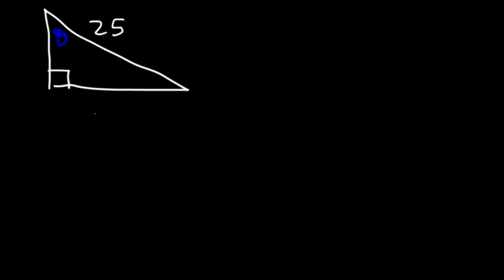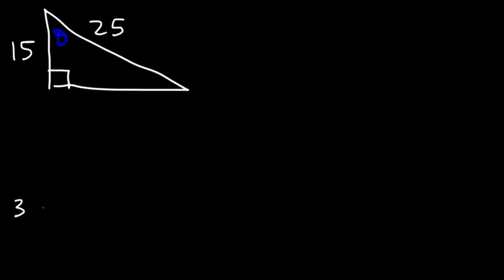So here's a different problem. So let's say here's our right angle, and this time this is theta. And let's say the hypotenuse is 25 and this side is 15. Find the missing side and then go ahead and find the value of the 6 trigonometric functions.